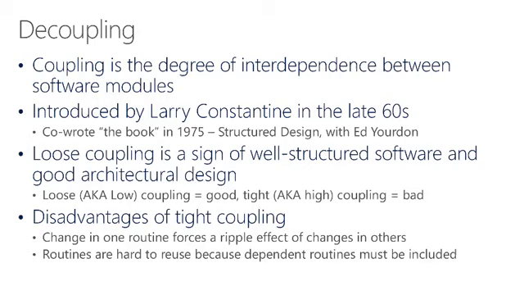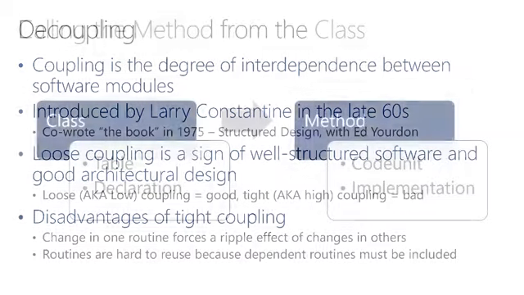So a change in one routine forces a ripple effect of changes in others. Routines are hard to reuse because dependent routines must be included. So if you have loose coupling, and you have a single method in a single code unit, and that is an independent piece of software that is just for that single task, you can port that task anywhere that you want. And so it becomes really easy to maintain, and it's much more effective that way.